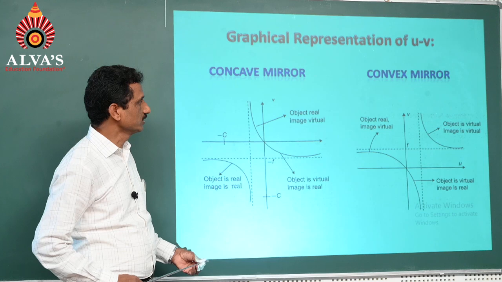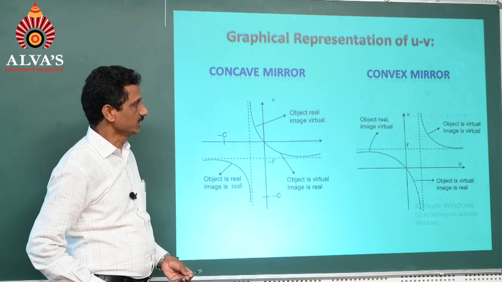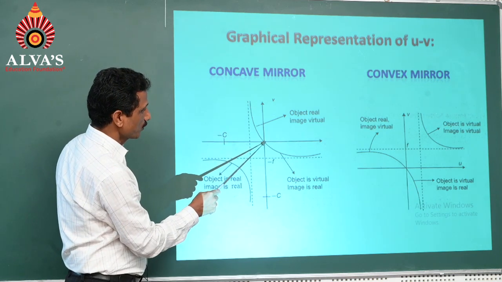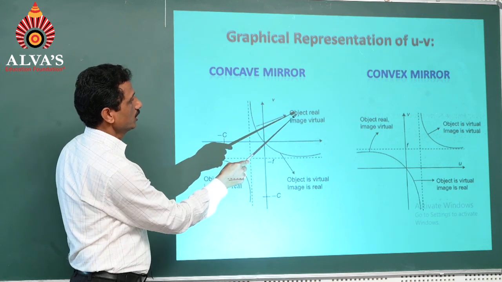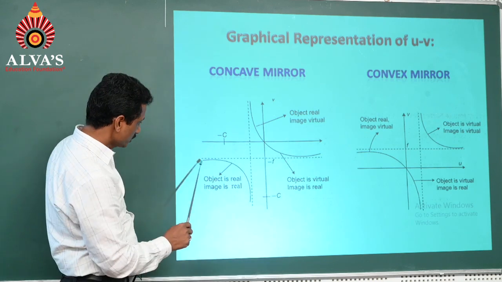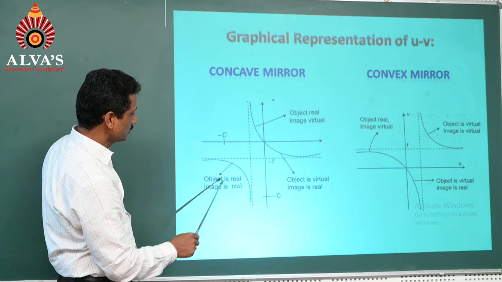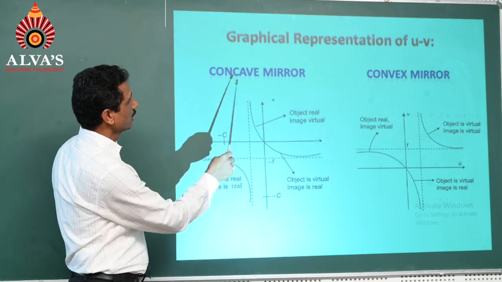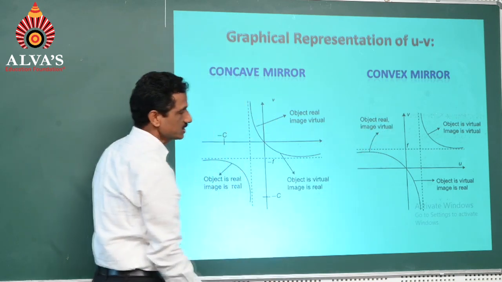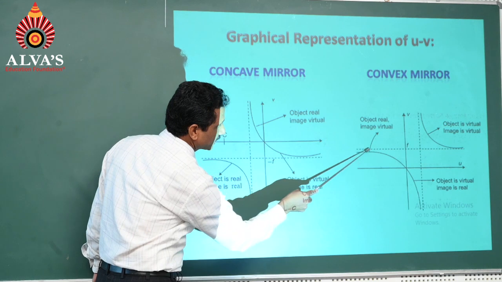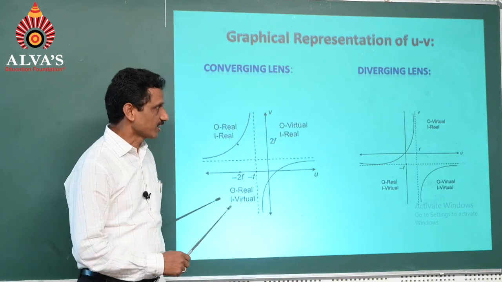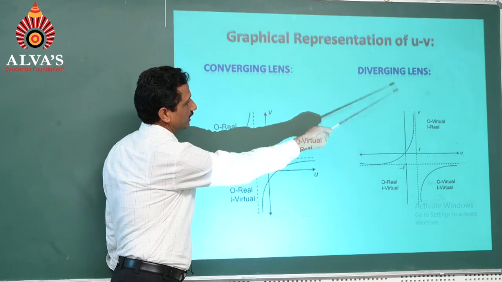One more piece of information about concave mirrors, convex lenses and concave lenses. For u-v graphs, very important graphs, I will explain. See this, for the concave mirror, this is the position of the pole. This graph is related to object real and image virtual, whereas in this graph, object is virtual and image is real. You are familiar with this graph, both object and image are real. This is the graph for the concave mirror. For the convex mirror, both object and image are virtual in the first quadrant like this, object real and image virtual in the second quadrant like this, and object virtual and image real in the fourth quadrant like this.